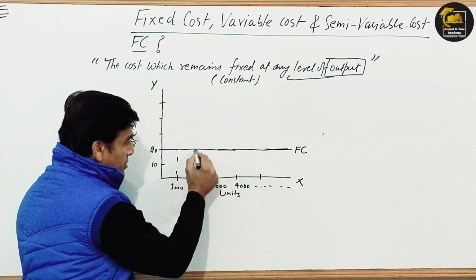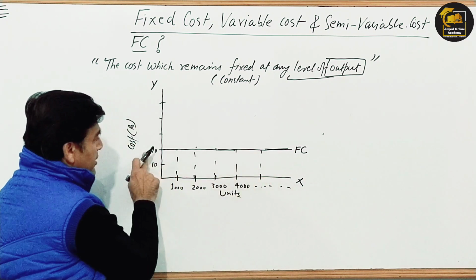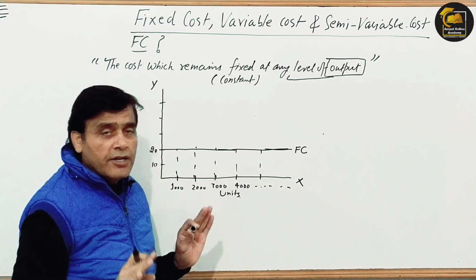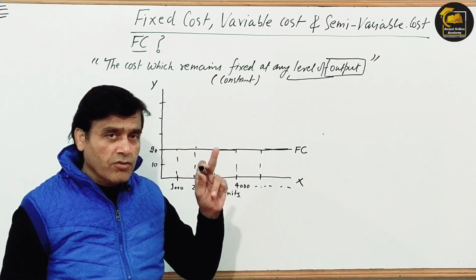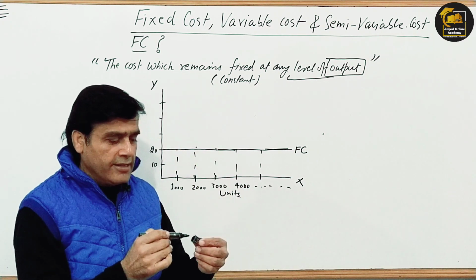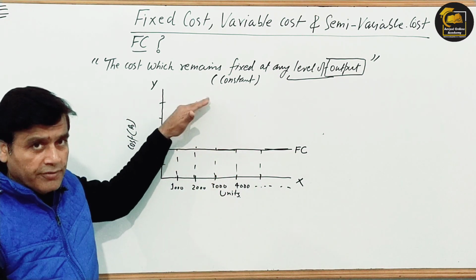So whatever you are producing is completely irrelevant; the fixed cost will remain fixed. Understood? If you present it diagrammatically, the fixed cost curve or fixed cost line is parallel to the x-axis. This is the way we present it on the graph.